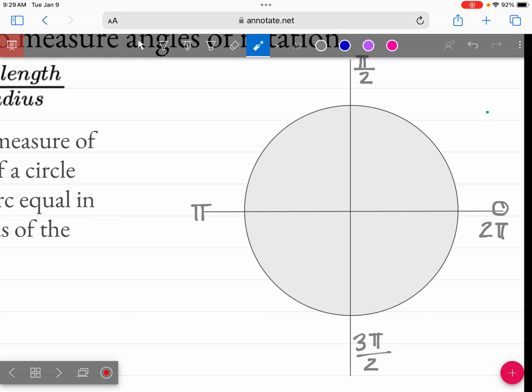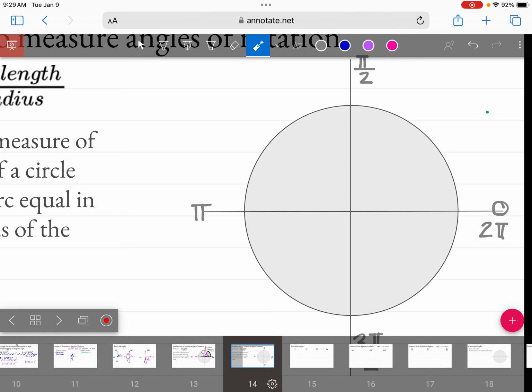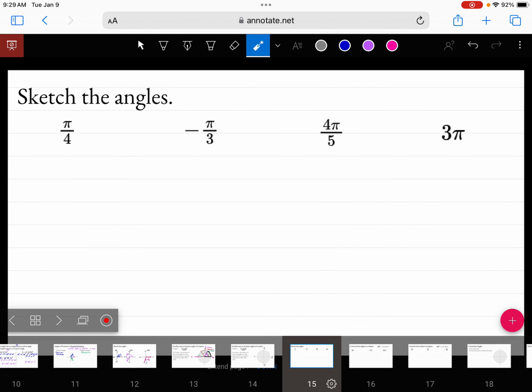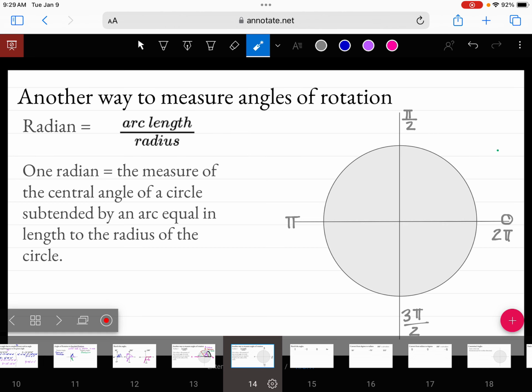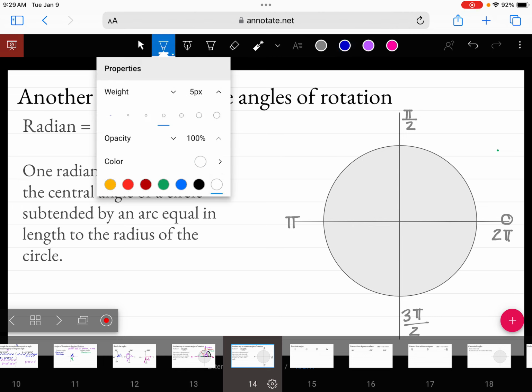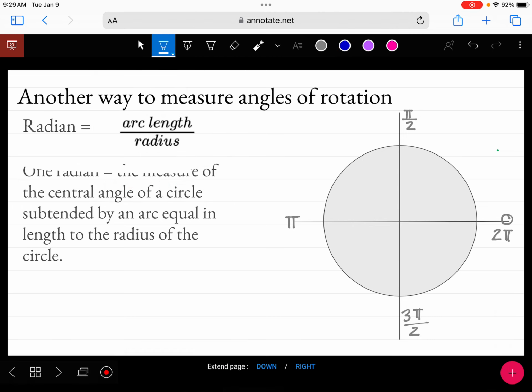So what we're going to do here is sketch some angles. And what is happening to my screen? There we go. So these are the angles we're going to sketch. I didn't give myself a circle because I am a jerk to myself. So I'm going to do these on the previous page, and I'm going to color code them. Let me white out this text. So I'm going to use this circle, and I'm just going to do them in different colors.